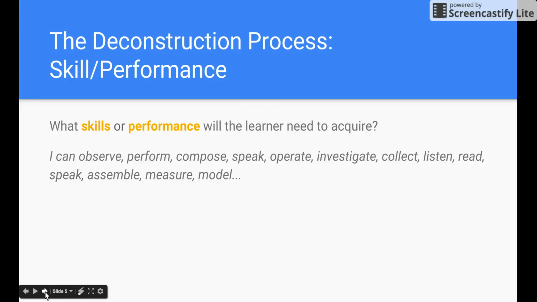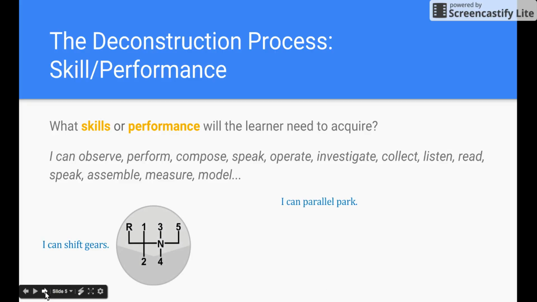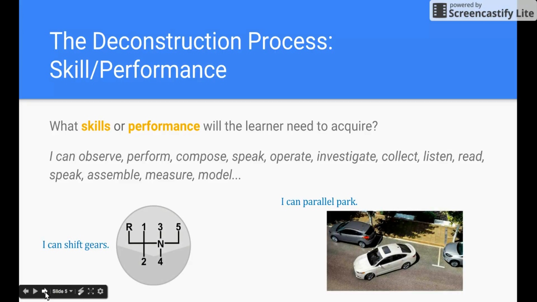Skill and performance targets define what the learner must be able to do or show. Shifting gears and parallel parking are examples of a new skill a driver may need to learn.